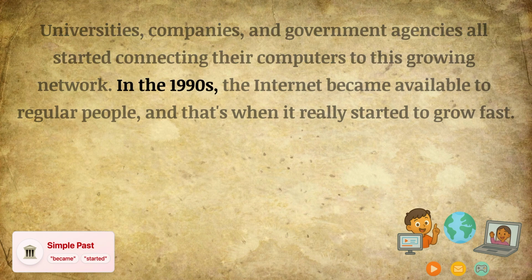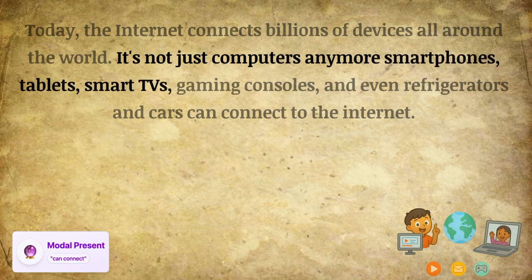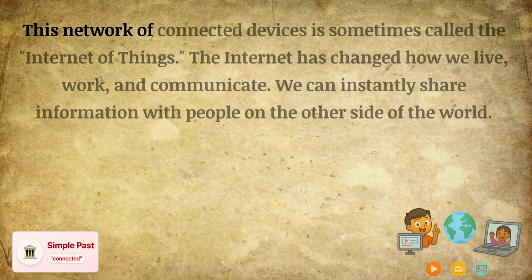In the 1990s, the internet became available to regular people, and that's when it really started to grow fast. Today, the internet connects billions of devices all around the world. It's not just computers anymore. Smartphones, tablets, smart TVs, gaming consoles, and even refrigerators and cars can connect to the internet. This network of connected devices is sometimes called the Internet of Things.